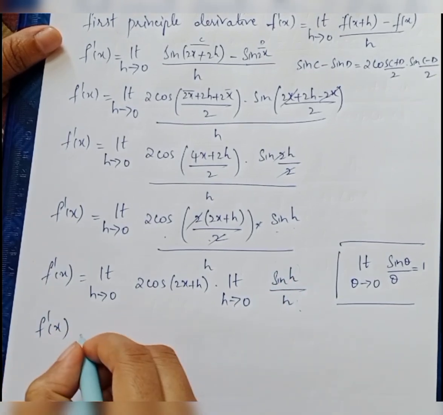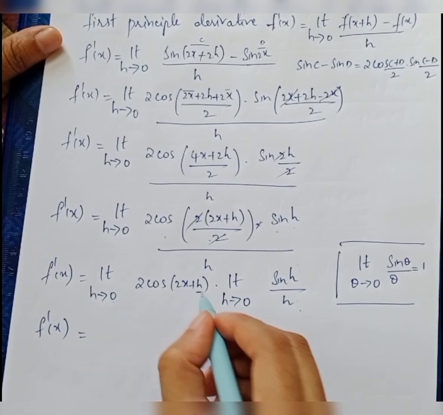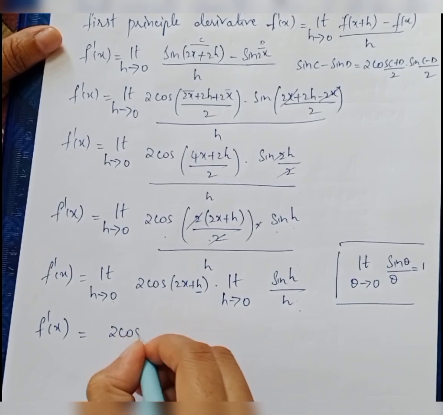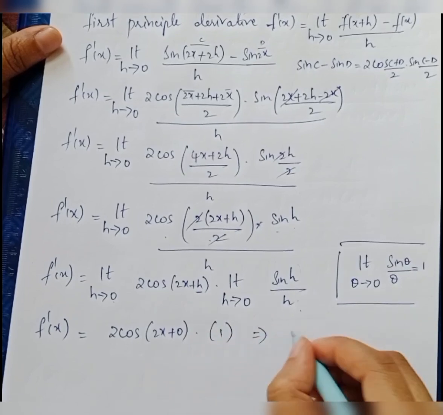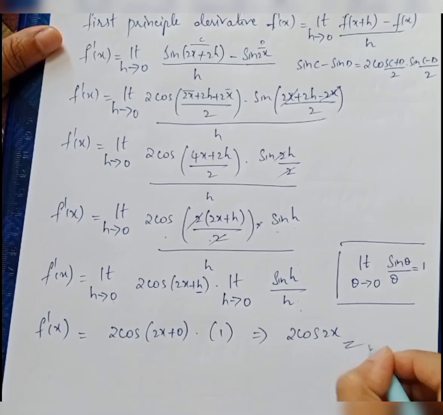f'(x) equals, here substitute 0 in place of h, so it is 2 cos 2x plus 0 into 1, that is equals to 2 cos 2x.